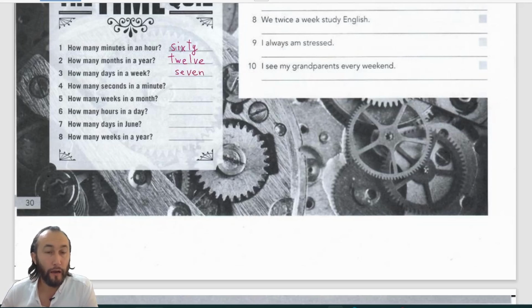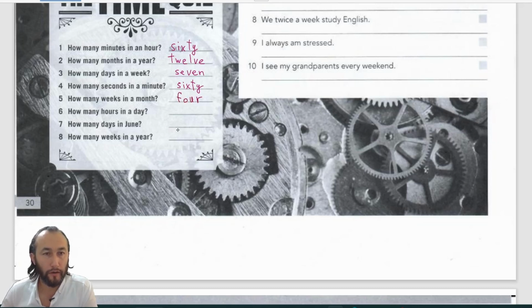Okay. How many seconds in a minute? Well, we've got 60 seconds in a minute. So we're going to write here sixty. And how many weeks in a month? So in 1 month, we've got 4 weeks. So we're going to write 4.